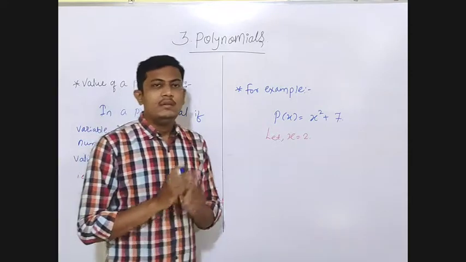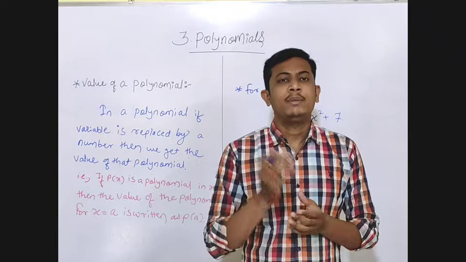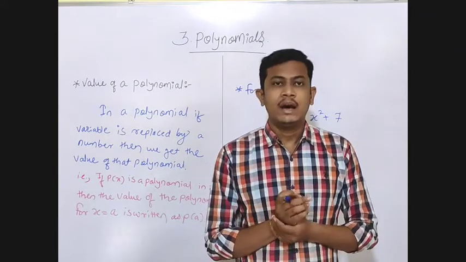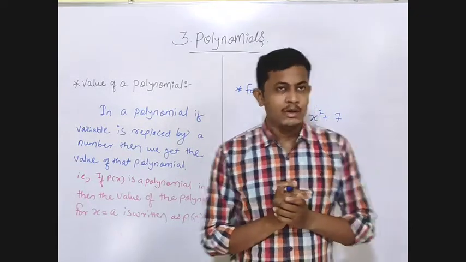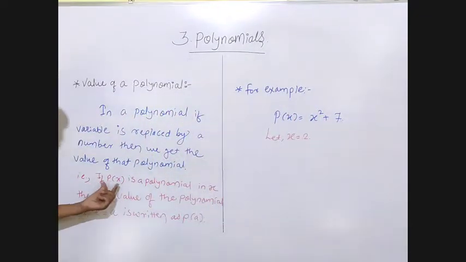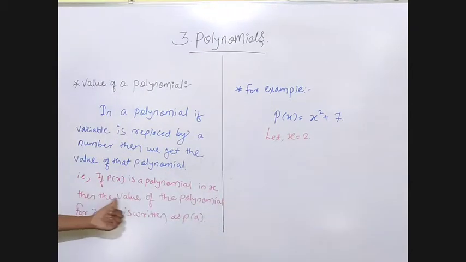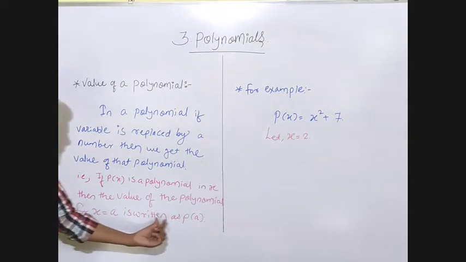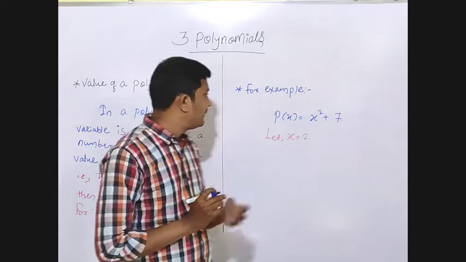Means what? If a polynomial is there with a variable x, and if it is replaced by some number a, then after simplification, whatever value we get, that is the value of the polynomial. That is simply, if p of x is a polynomial in the variable x, then the value of the polynomial is obtained by replacing the variable x by a number, that is x equal to a. Putting the value x equal to a is written simply as p of a. So let's see with the help of an example.